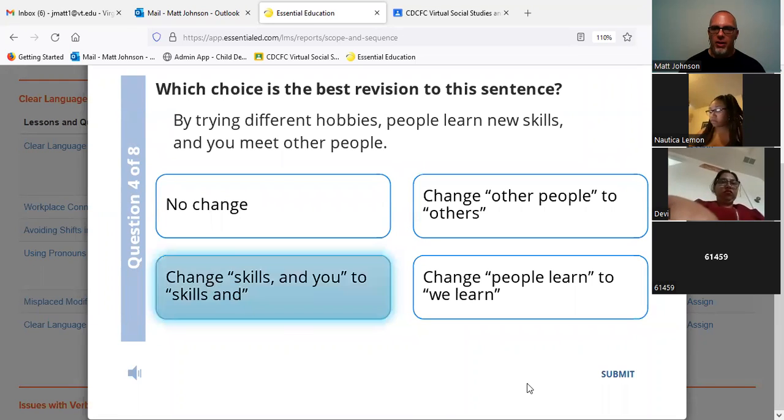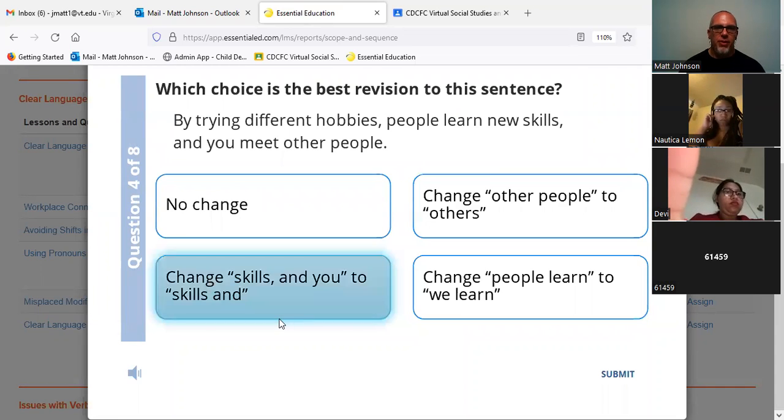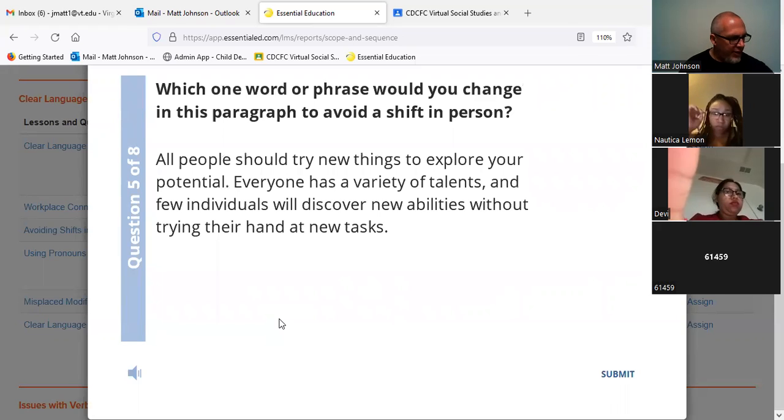Right. So as it says, you meet other people are in different persons. By eliminating the word you, which is second person, this changed the entire sentence and makes it third person. So it reads, by trying different hobbies, people learn new skills and meet other people. Right. So not shifting to second person in there.